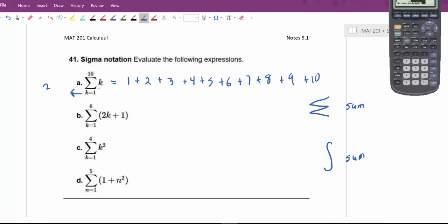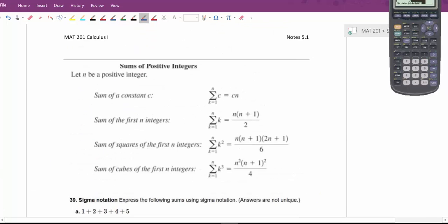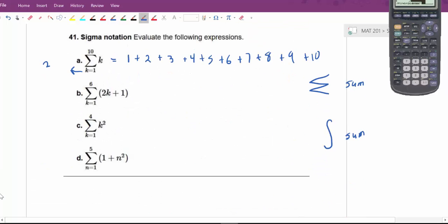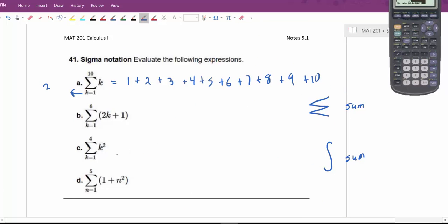All right, I already know the answer. I'll let somebody do that and tell me what the answer is if you want to. There's a formula that applies for that too that we'll talk about here in a minute. So anybody get an answer? Anybody do that? 55. 55, okay.